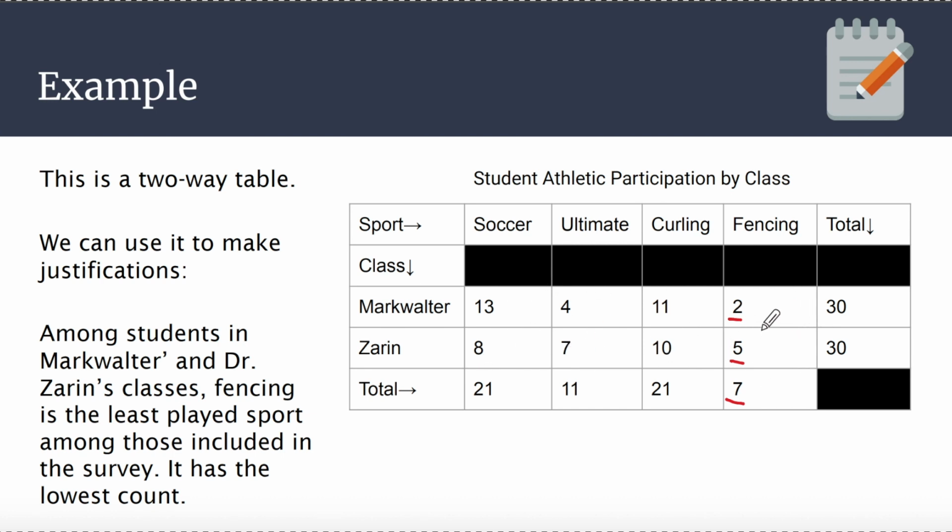So we can make justifications using numbers. But the important thing here as we dig into this is that you always need to support your conclusion with specifics. So I simply said here it has the lowest count, but if we wanted to, we could have said its count 7 is lower than the counts of all the other sports, or something similar.